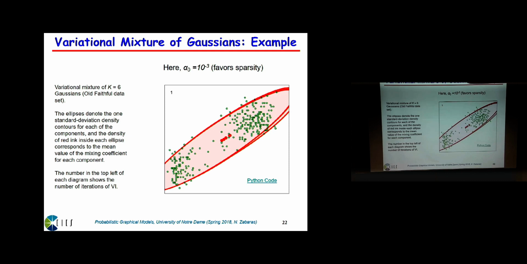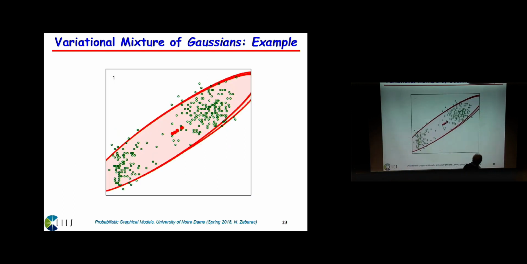So here is an example that has a mixture of 6 Gaussians. These are my data points. And the ellipses that you will see are basically one standard deviation density contours. Each of the points has a red ink inside each ellipse that corresponds to the mean value of the mixing coefficient. This is when you start, so these are the prior mixing coefficients, but as we continue the color will be based on the posterior responsibilities. So this is how you start.